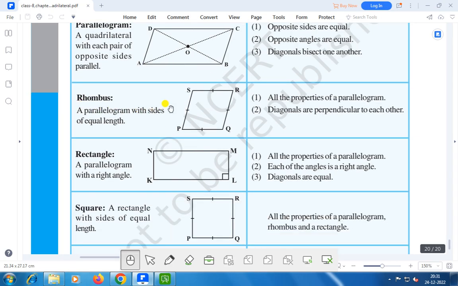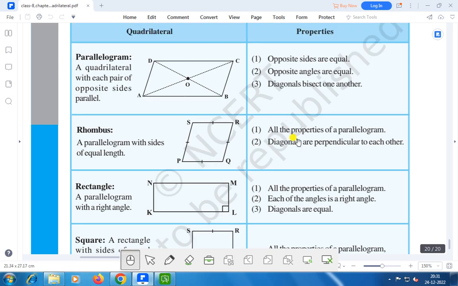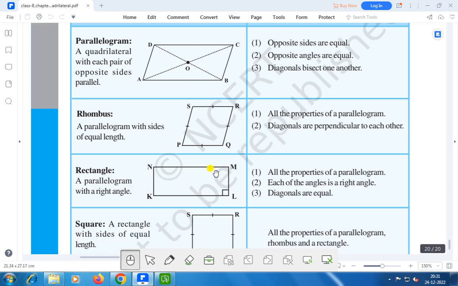Now rhombus. A parallelogram with sides of equal length, that is a rhombus. The properties of a rhombus are all the properties of a parallelogram. That means opposite sides are equal, opposite angles are equal, diagonals bisect one another. Diagonals are perpendicular to each other. Why are diagonals perpendicular to each other? A rhombus is a parallelogram with sides of equal length, right?